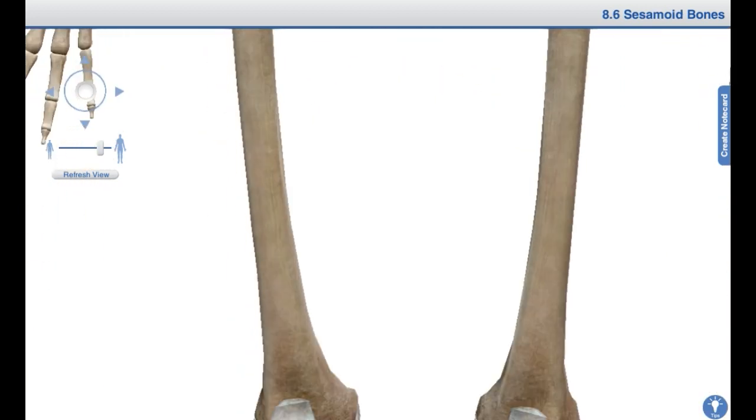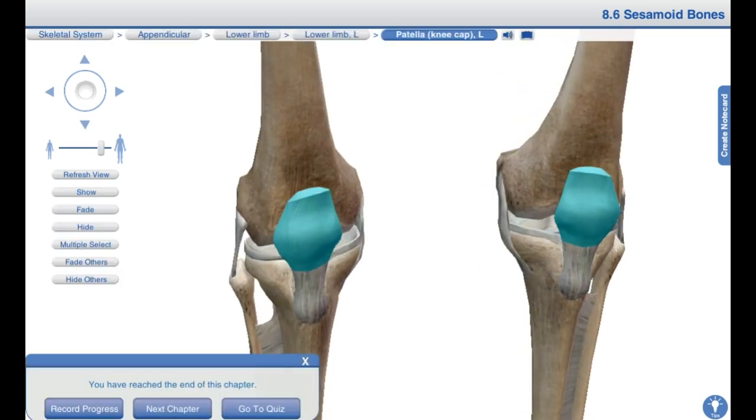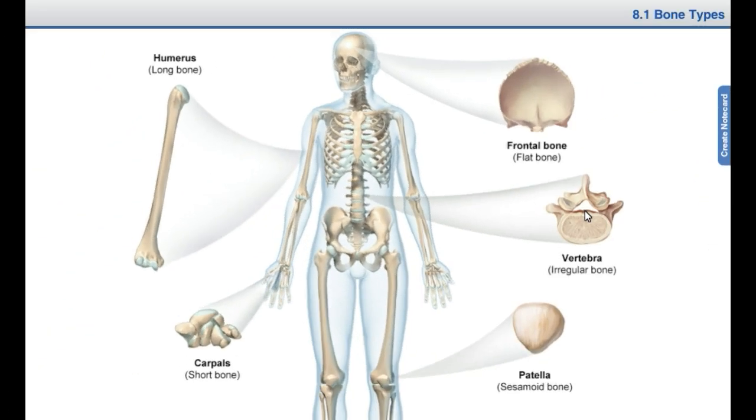The last type of bone is sesamoid bones. Sesamoid bones reinforce tendons, protecting them from stress and wear. The only example of a sesamoid bone is the patella. So this was all about the 5 types of bone.